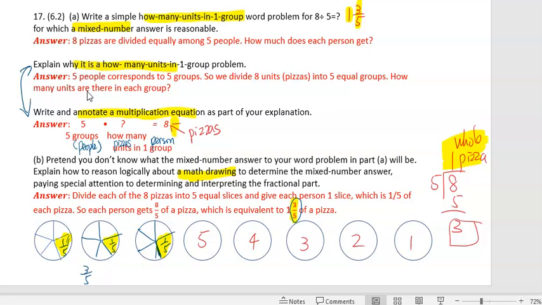Each person gets 1 slice from each of the 3 pizzas. So 1/5 plus 1/5 plus 1/5, that's a total of 3/5. So that explains where the 3/5 comes from. So with the drawing, without even doing the long division, we are able to explain where the 1 comes from and where 3/5 comes from.